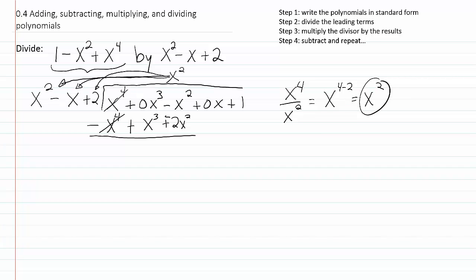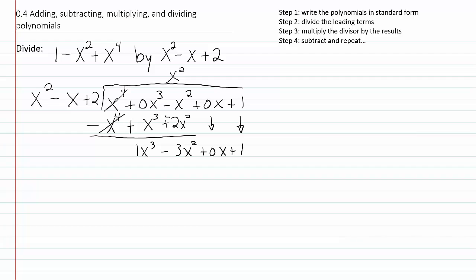That cancels out. We will have 1x to the third when we combine 0x to the third plus 1x to the third. And then be careful here, these are both negatives, so it's going to give me negative 3x squared for the last piece. I'll carry down my terms, including my plus 0x and my plus 1. And I repeat the process because the degree of this polynomial is greater than the degree of the divisor. Alright, from here we're going to ask basically, what do I multiply x squared by to make it look exactly like 1x to the third?